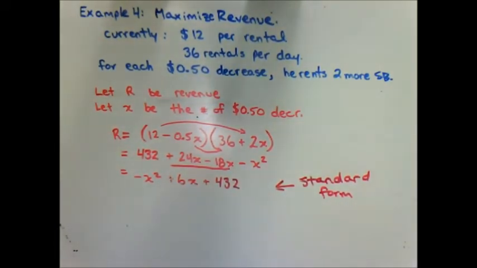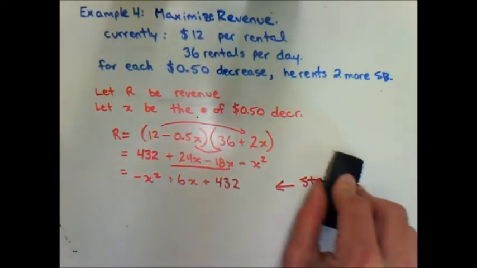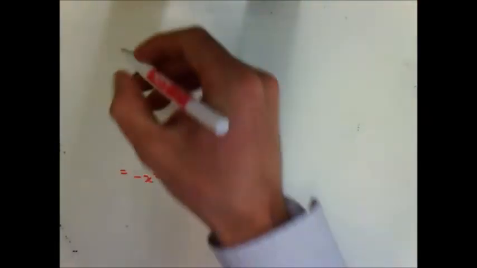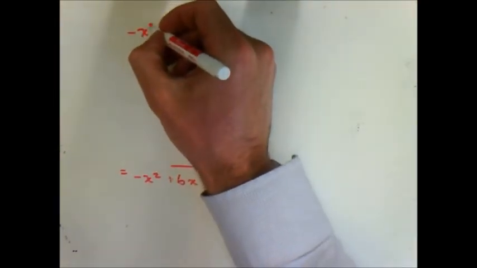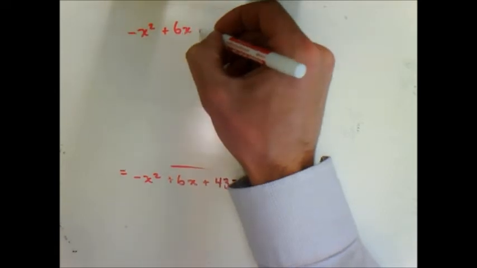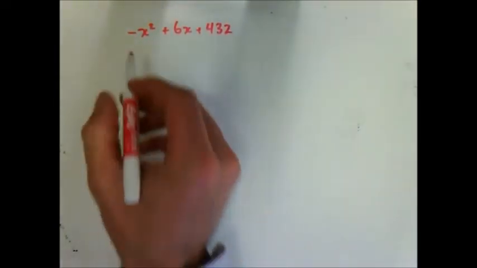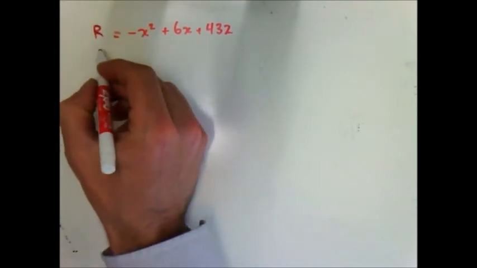I am going to erase it, otherwise I'm going to run out of space, and I'm going to rewrite it closer to the top of my page. So we've got negative x squared plus 6x plus 432. And now I need to complete the square.